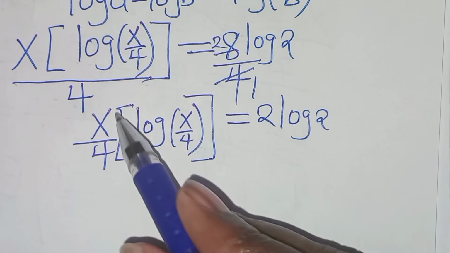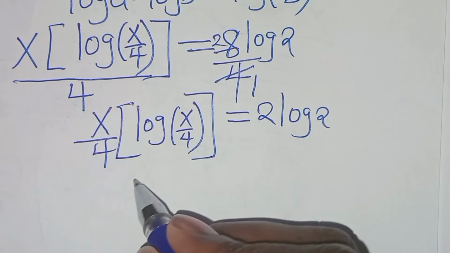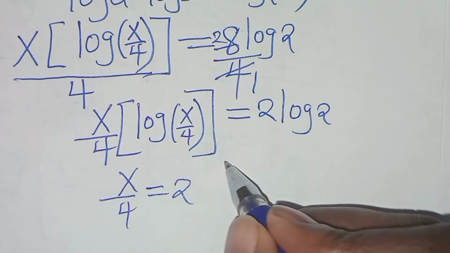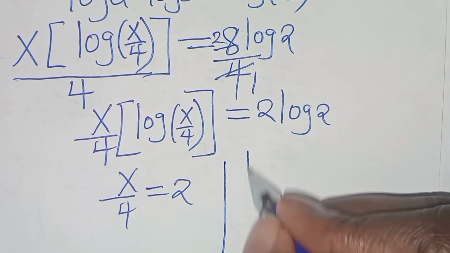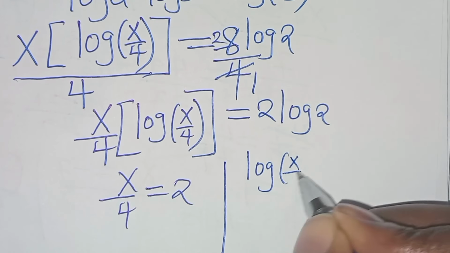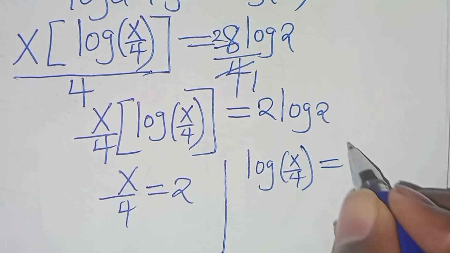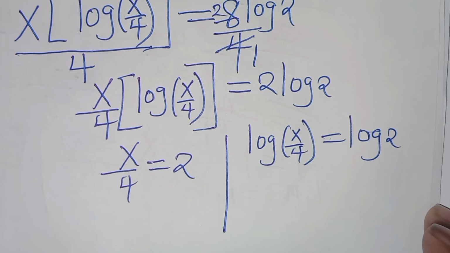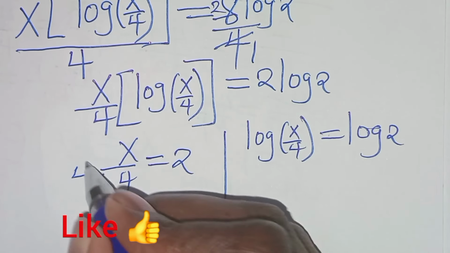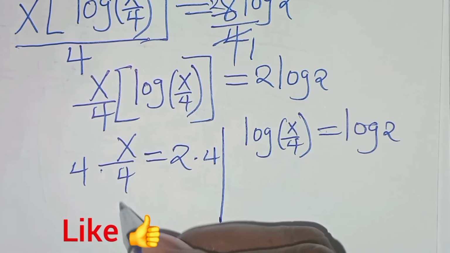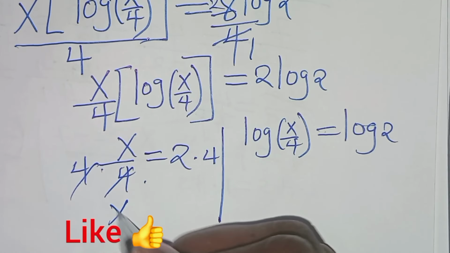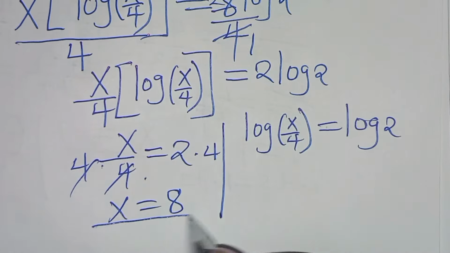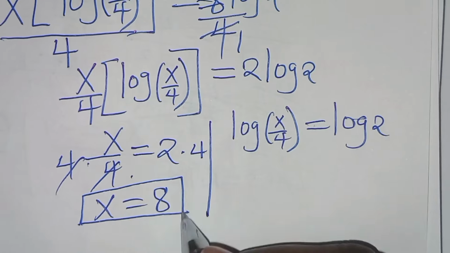So by making comparison here, x over 4 is equal to 2. And here we have log x over 4, which is equal to log 2. Now, this implies that here we can multiply both sides by 4, so that now the value of x from here is equal to 2 times 4, which is equal to 8. So the value of x is equal to 8.